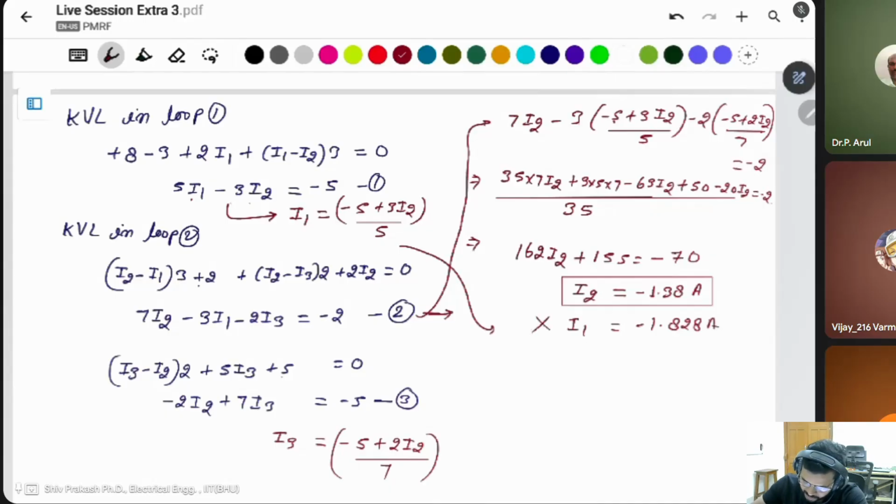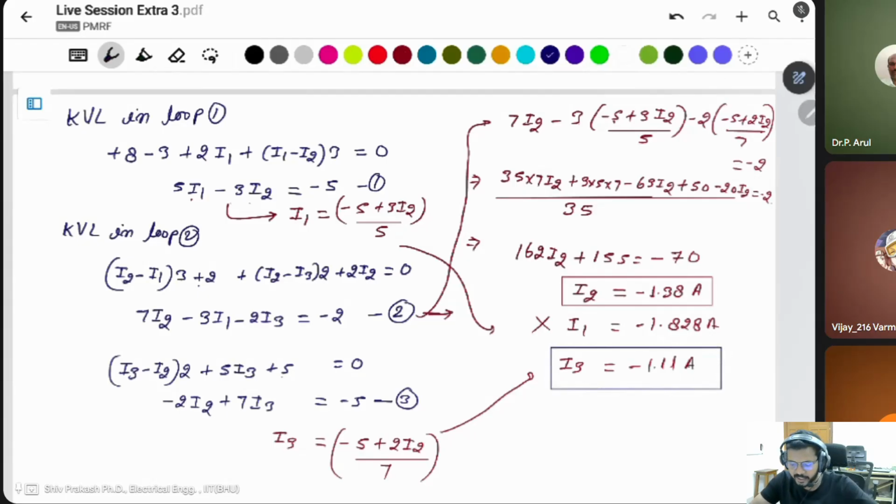Actually there is no need of this one, because the question is asking only about I3, to find the value of I3. Minus 5 plus 2 into I2 is minus 1.38, divided by 7, this is minus 1.11 ampere. This is the I3 current, minus 1.11.